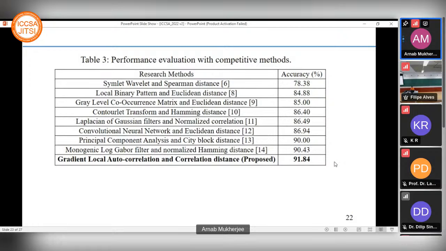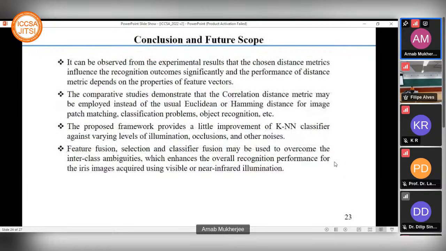From the comparative study with other competitive methods, we can demonstrate that the proposed framework is highly effective and robust for remote human iris recognition compared to other gradient and distance-based approaches. Finally, we discuss the conclusion of the proposed method and discuss the future scope of this work.